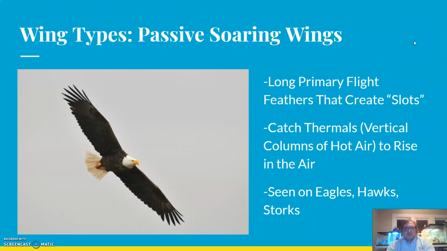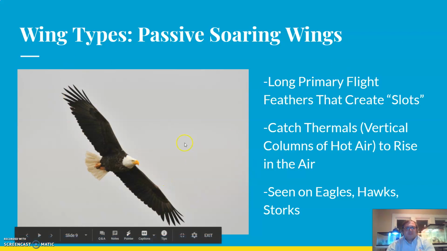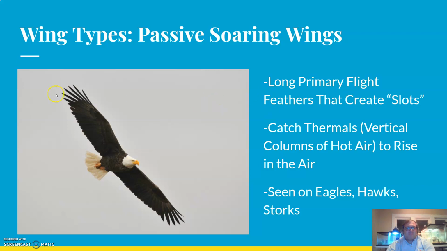So now we'll look at some different types of wings that we see present in birds. And again, these aren't technical classifications, but they kind of give you a general idea of the differences between different wings. So this first set that we're going to look at here with this bald eagle are the passive soaring wings. We have long primary flight feathers. So again, when we're seeing these feathers, especially the ones that kind of look like fingertips on the edge there, they help create slots in the bird's wing, basically.